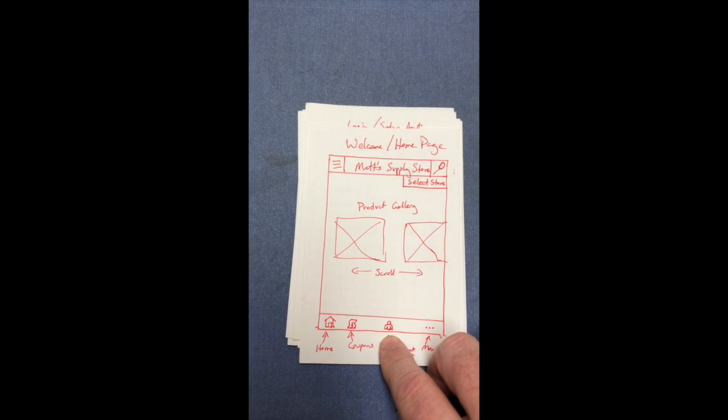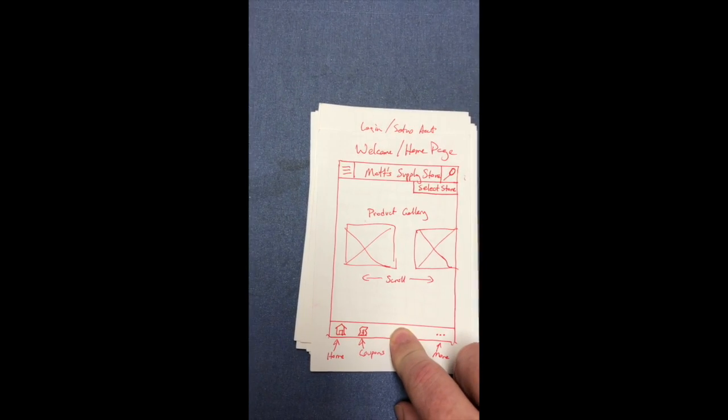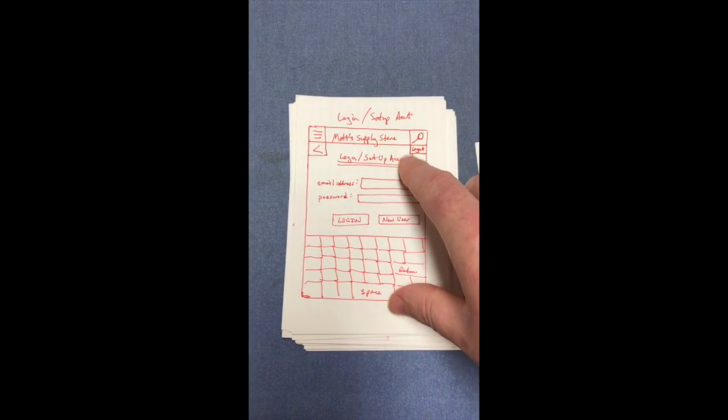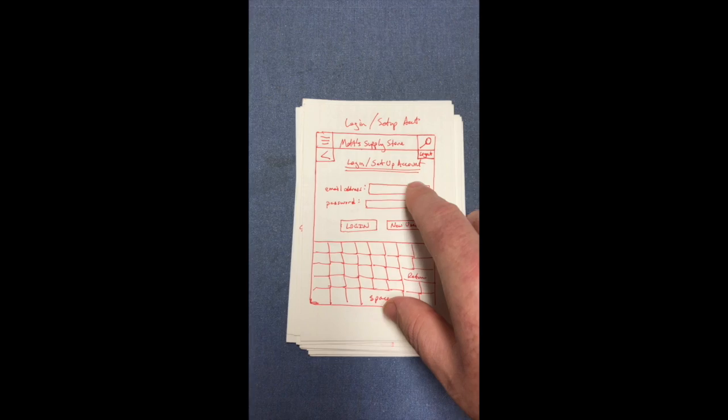So let's say we're going to log into our account. So we'll push the login button. It automatically brings you to your login setup account. Has your Matt Supply Store, has all the same buttons at the top. It now has a logout button here so that you're able to log out if you're already logged into the account. You have login setup account, email address, that's going to be the username for every account being established. Password, you enter it in, and then you hit log in, and that automatically will log you into your account.